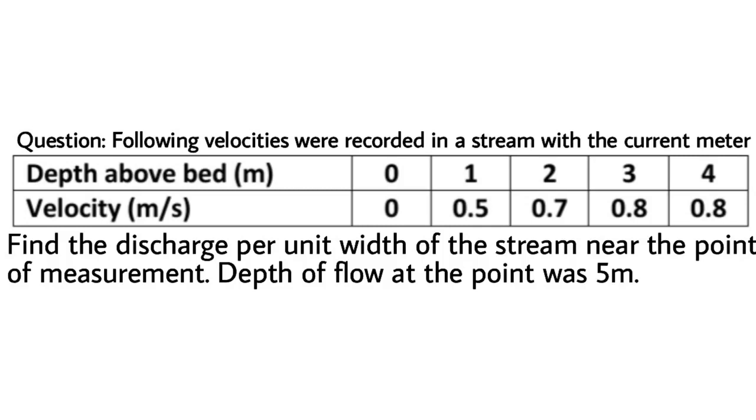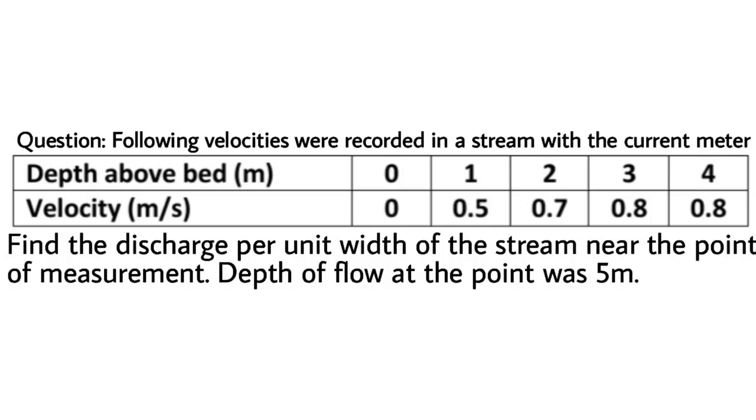Some more part of the question is also there: find the discharge per unit width of the stream near the point of measurement. Depth of flow at the point was 5 meter. So 5 meter was considered the depth of the flow. So total depth, you can say, was around 5 meter.